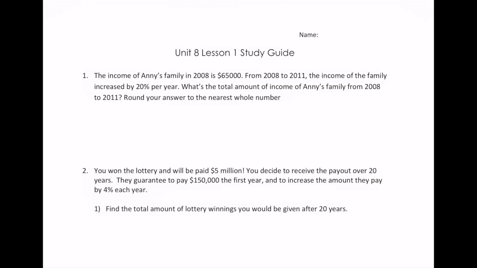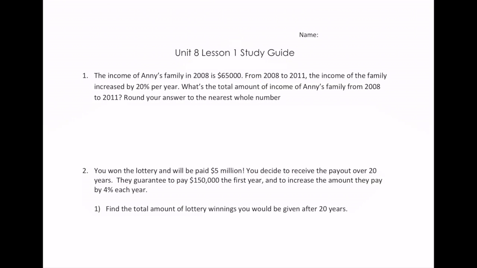So let's look at the first problem here. The income of Annie's family in 2008 is $65,000. From 2008 to 2011, the income of the family increased by 20% per year. So what is the total amount of income of Annie's family from 2008 to 2011?